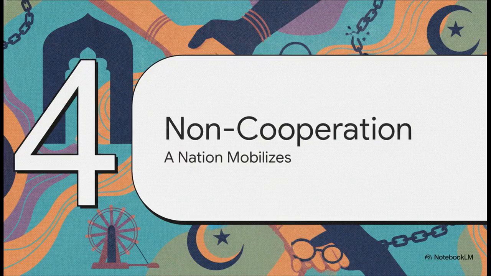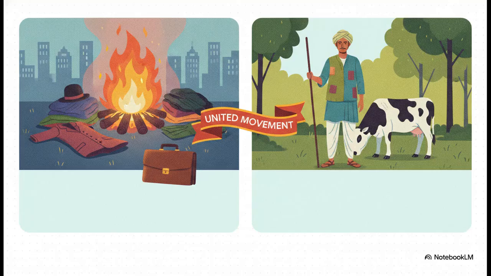Which brings us to Section 4, the non-cooperation movement. A nation mobilizes. Following the brutal humiliations of Jallianwala Bagh, Gandhi realized they needed a broader movement to unite Hindus and Muslims. So how did different groups react?